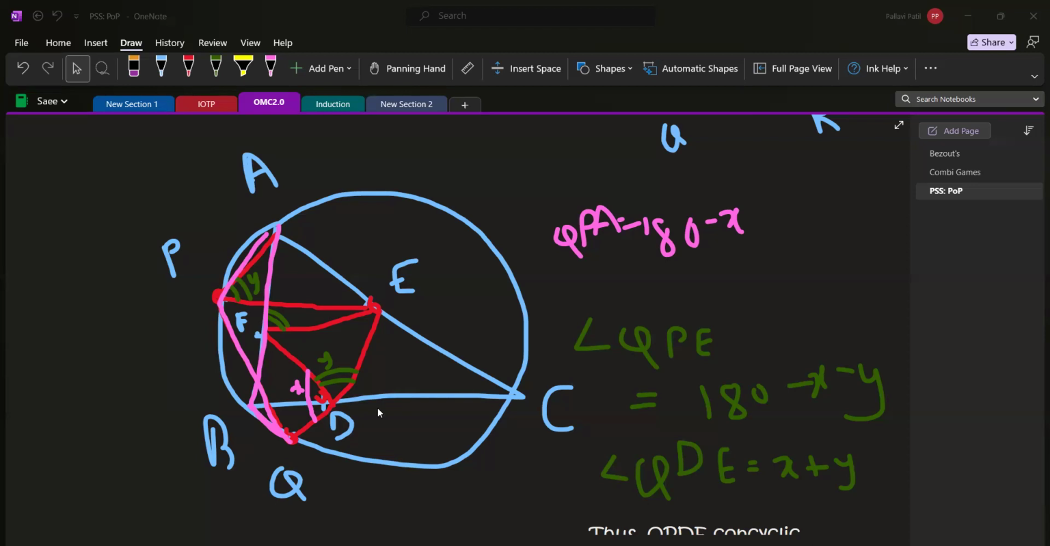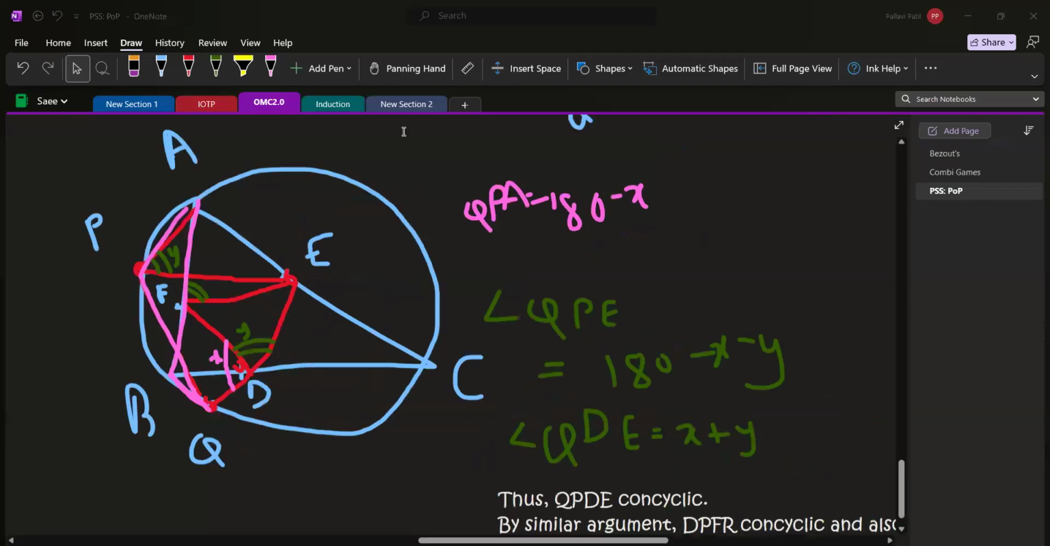So for people who know directed angles, this would actually be considered more correct with directed angles because there are some configuration issues. For example, B and D could be on the same side of QF, and then they would both be equal to x, and things like that. So I always recommend using directed angles.